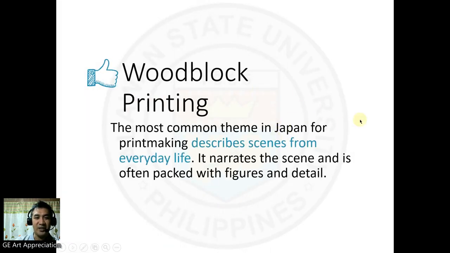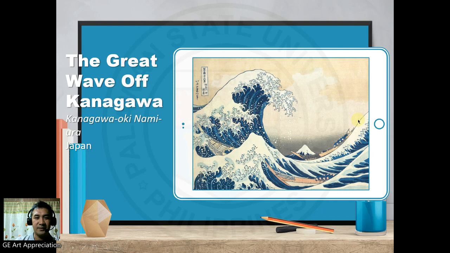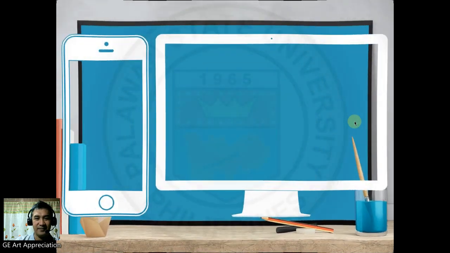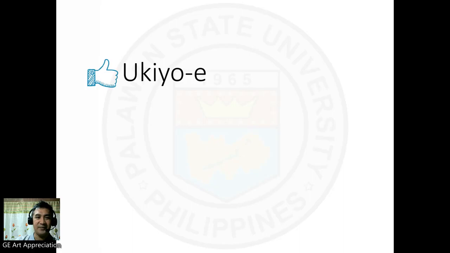Okay, tignan natin yung woodblock printing. Yan, this is an example of the woodblock painting. This is the Great Wave of Kanagawa. Okay. Painted by Kanagawa Okinami Namiura. Okay. Yan, another example of the woodblock painting. Alright, these are another examples of the woodblock painting.